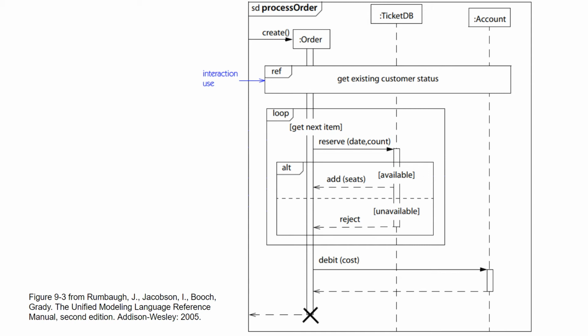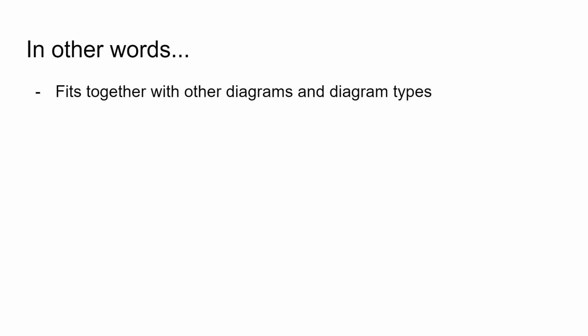There are more specialized constructs such as object creation and destruction, time constraints, messages from unknown senders, and messages that don't reach their recipient. I will not describe these in detail, but they can be looked up in the UML specification documents. To conclude, sequence diagrams fit nicely together with other diagrams and diagram types due to supporting single scenarios and abstraction.